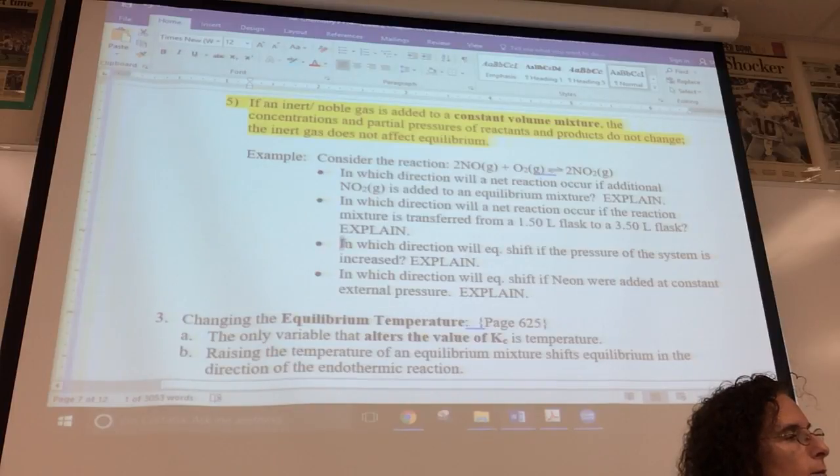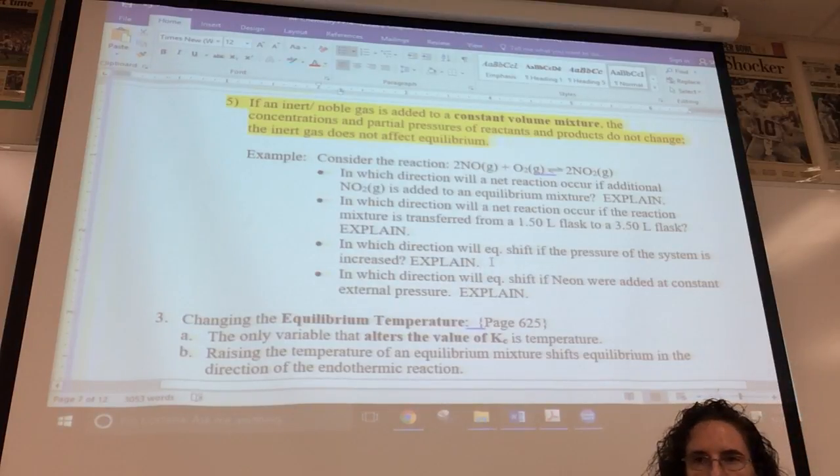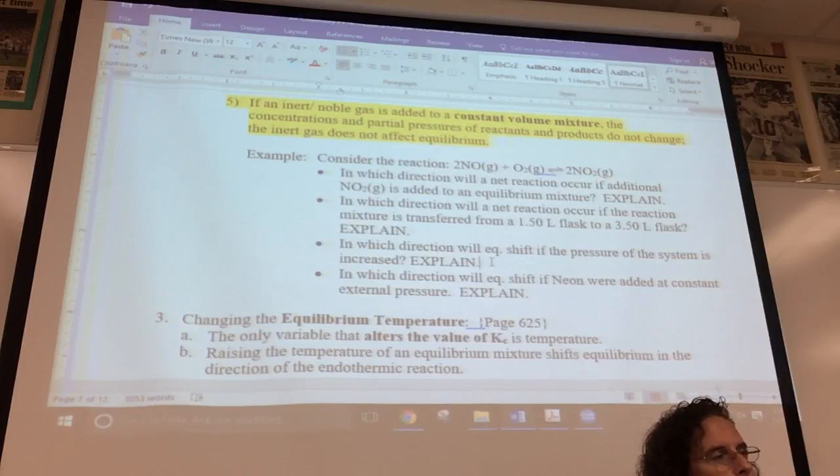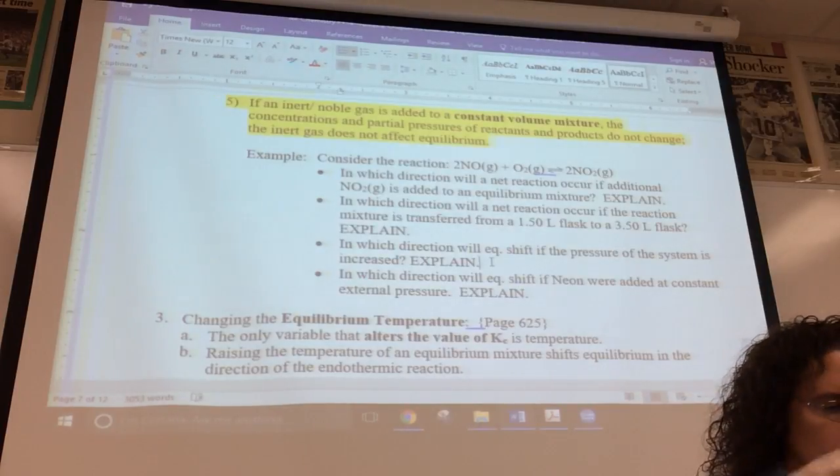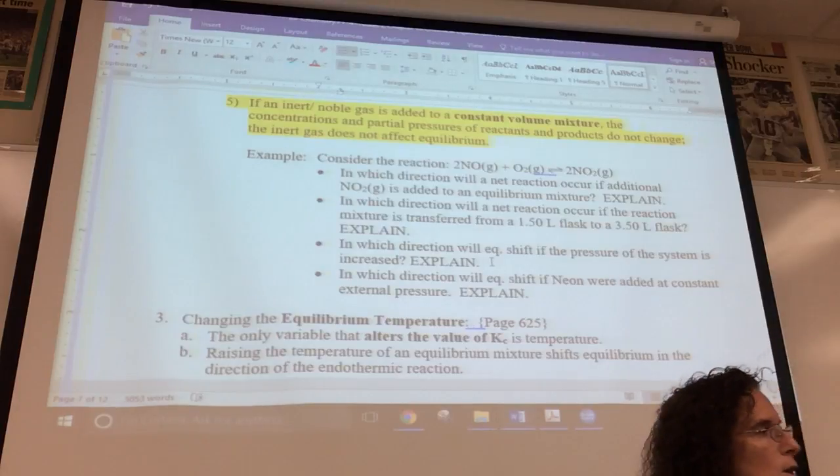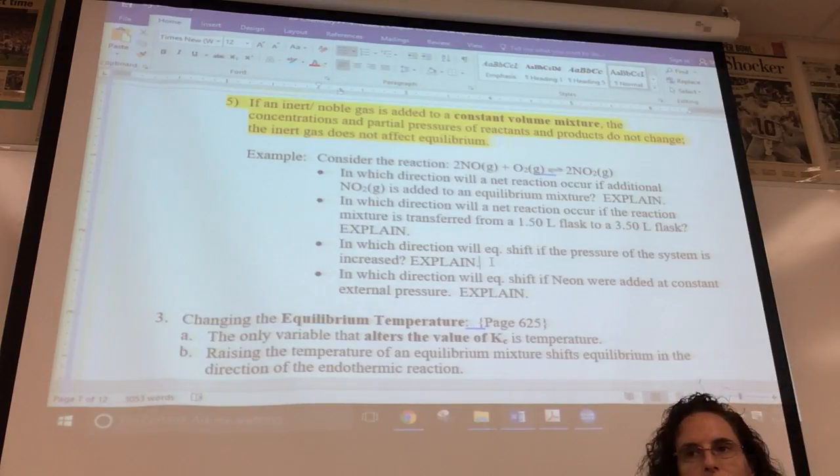In which direction will equilibrium shift if the pressure is increased? Equilibrium shifts to the forward direction because the volume of gaseous product, which is 2 mils, is less than the volume of gaseous reactant, which is 3 mils, and we know pressure and volume are inversely related according to Boyle's law. Some of this you probably want to write out.